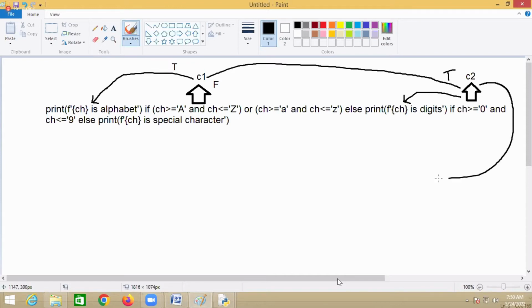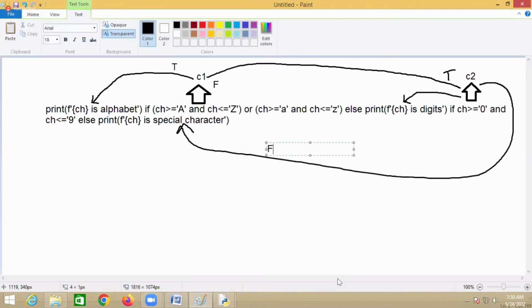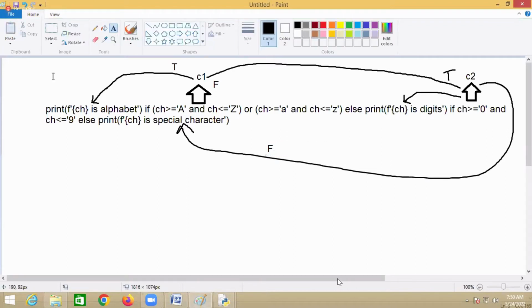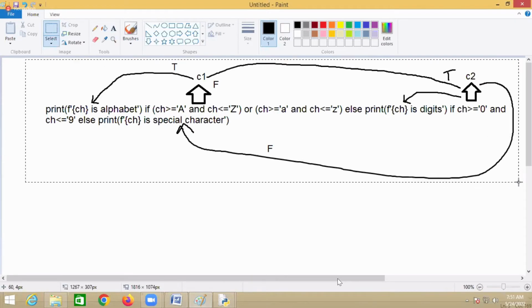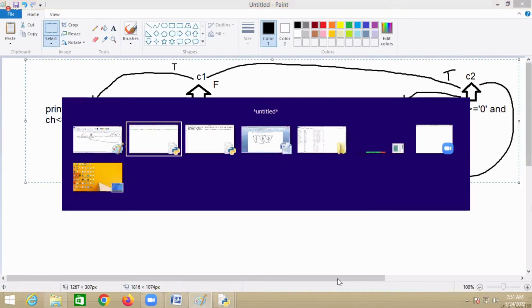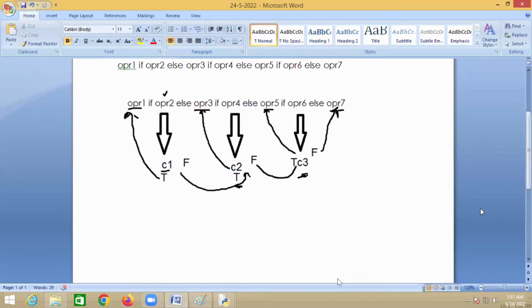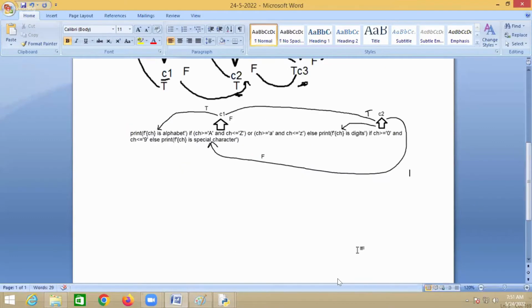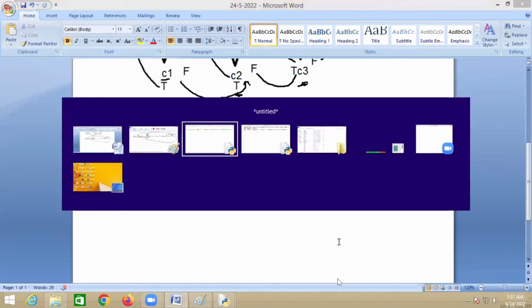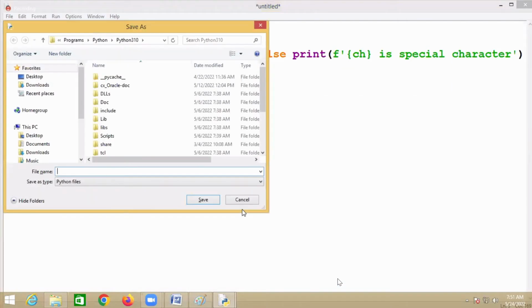then which one will it execute? The input character is a special character. If the condition is false, so if one condition fails, it will try to check another condition. So that is called nested conditions, right?